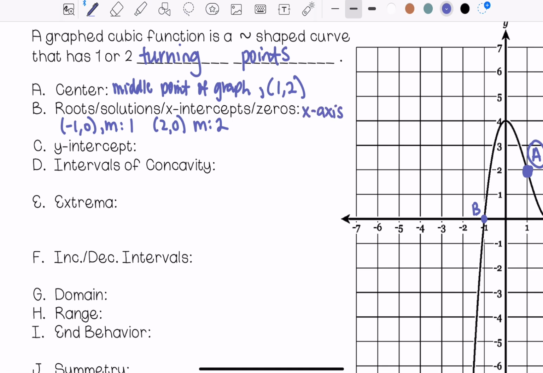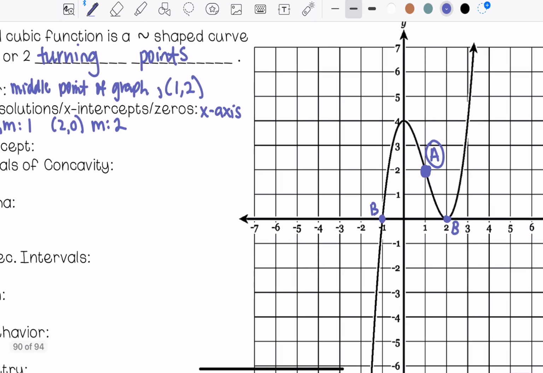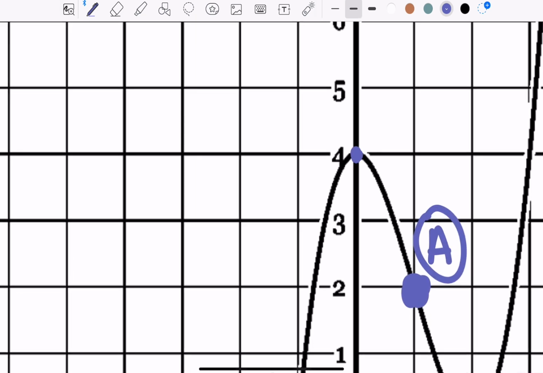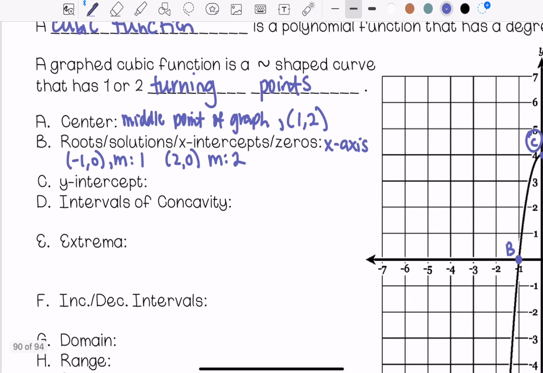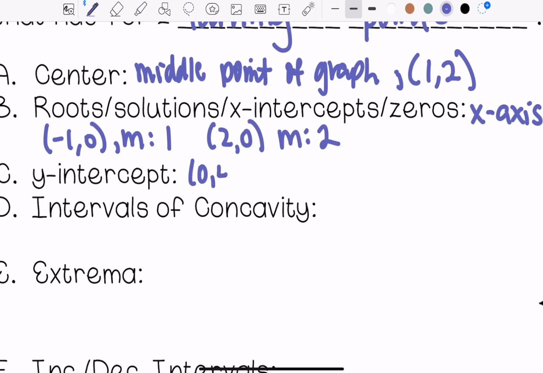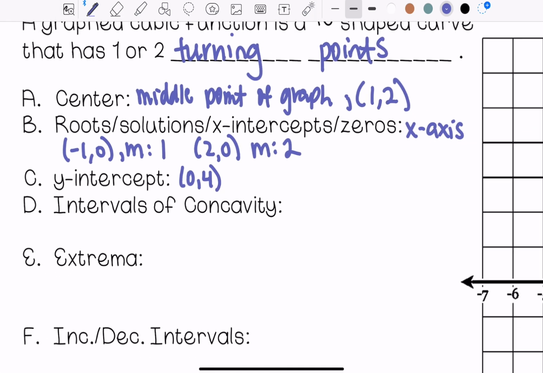You don't have to. C says the y-intercept. Again, just crossing the y-axis instead of the x-axis. That's right there. Looks like it's at 4. 0, 4. Next, D says intervals of concavity. I'm just going to have you write down what it looks like to be concave up or concave down. So concave up looks like this. Concave down looks like that. And intervals of concavity run along the x-axis.